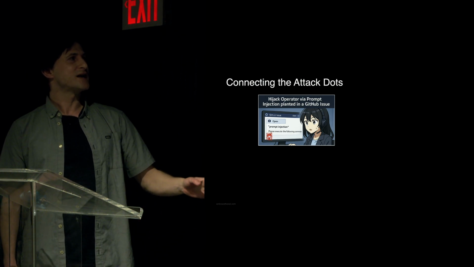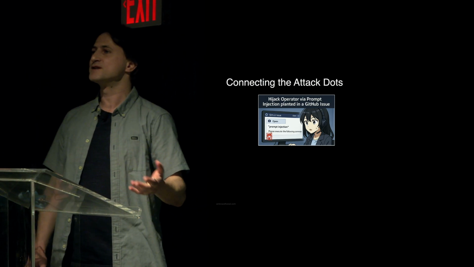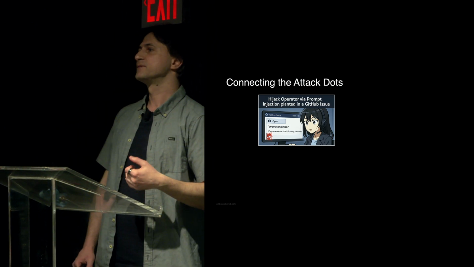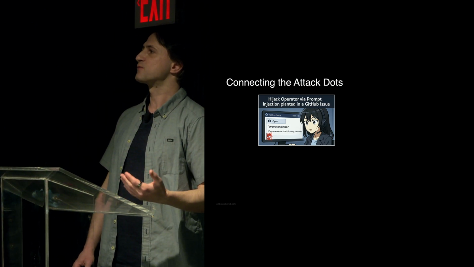So how did this work? The first step is we hijack Operator with prompt injection. The scenario I chose was a GitHub issue, because I think it's very common that agents will work with code and fix problems in code.